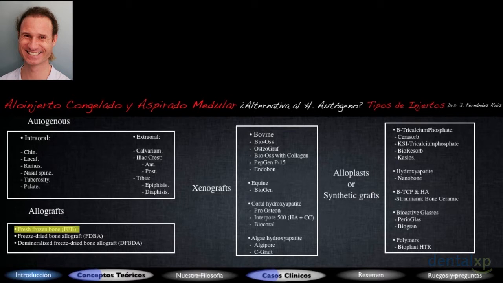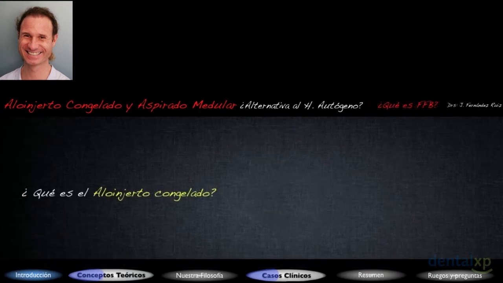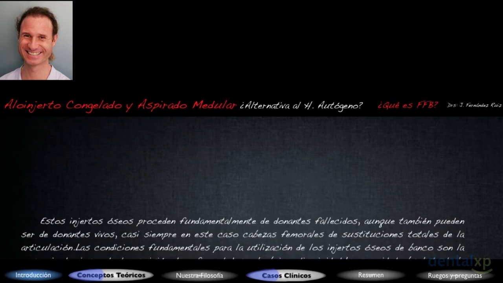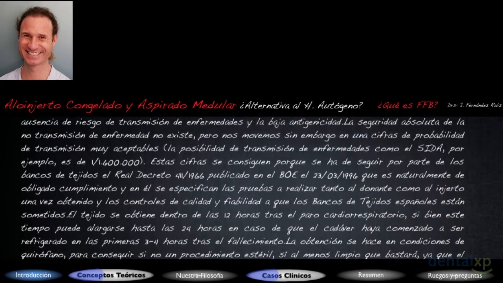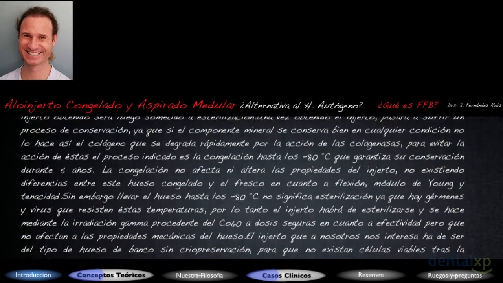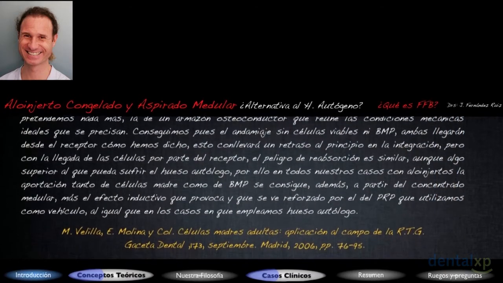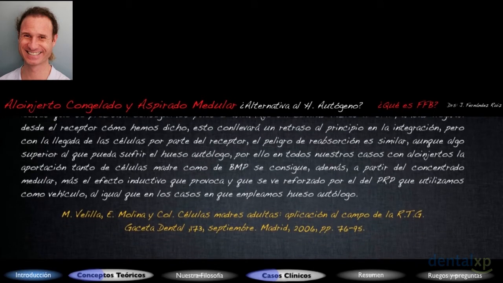I think the autogenous is the most ideal, but we could also use other ones like the allografts. If we use allografts, I think we can add some cellular component so we can have a better type of graft. So what is an allograft? A freeze-dried allograft is something that comes from another individual, and we could use it with a good success rate in our surgeries.